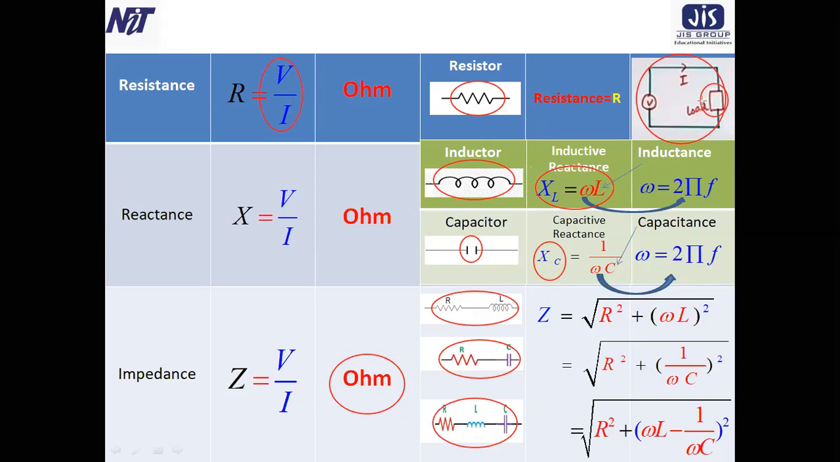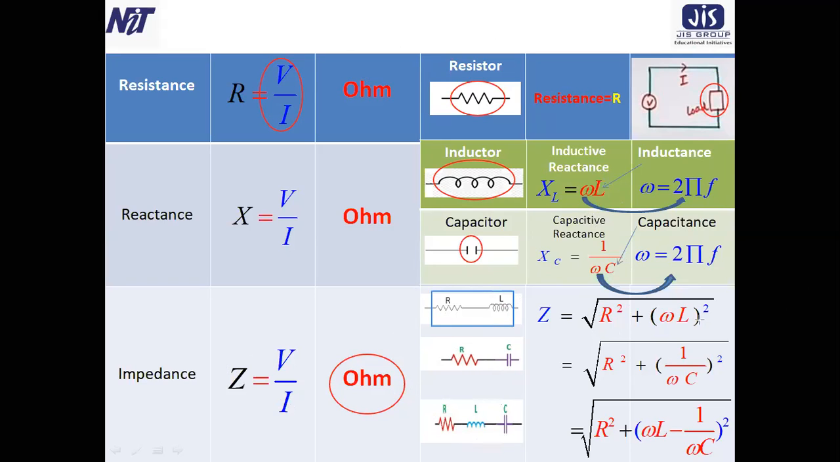Now, if both are connected in the load, or in the circuit, what will happen? If a resistor and an inductor are both connected, then the impedance equals the square root of R square plus omega L whole square. That means R square plus XL square. And you know that XL equals omega L, so omega L whole square.